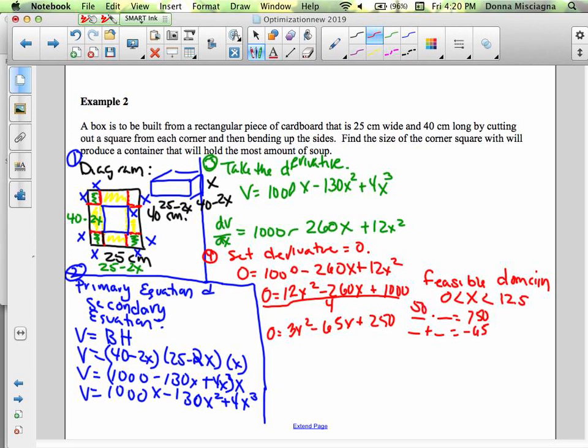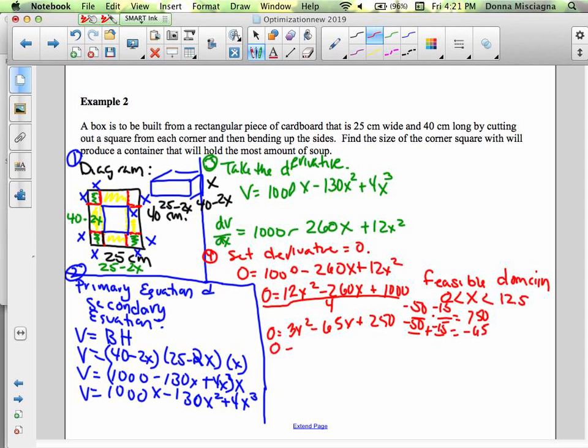Negative 50 times negative, was it 15? I think it was 15. Negative 15, yes, negative 15. Negative 50 times negative 15 multiply to give me 750, and negative 50 plus negative 15 add to give us negative 65. So we had a simple little factoring here. All right, so let's fix that.